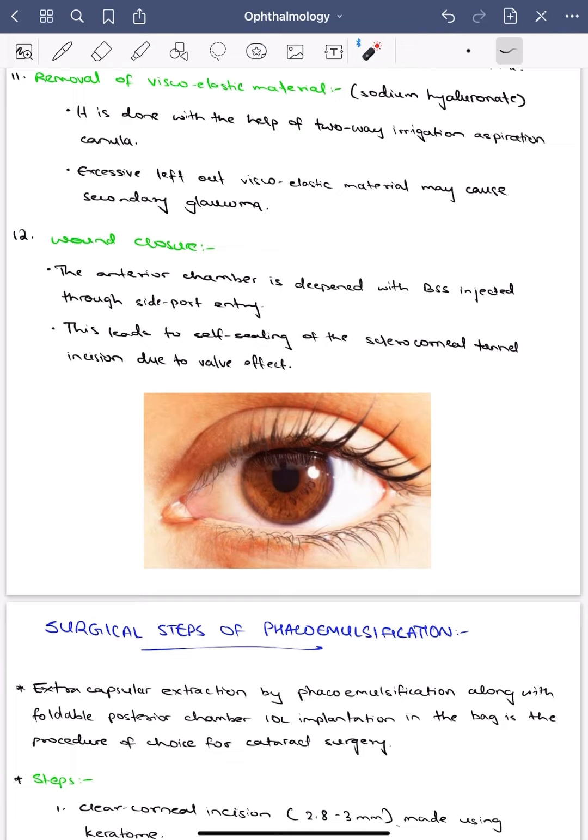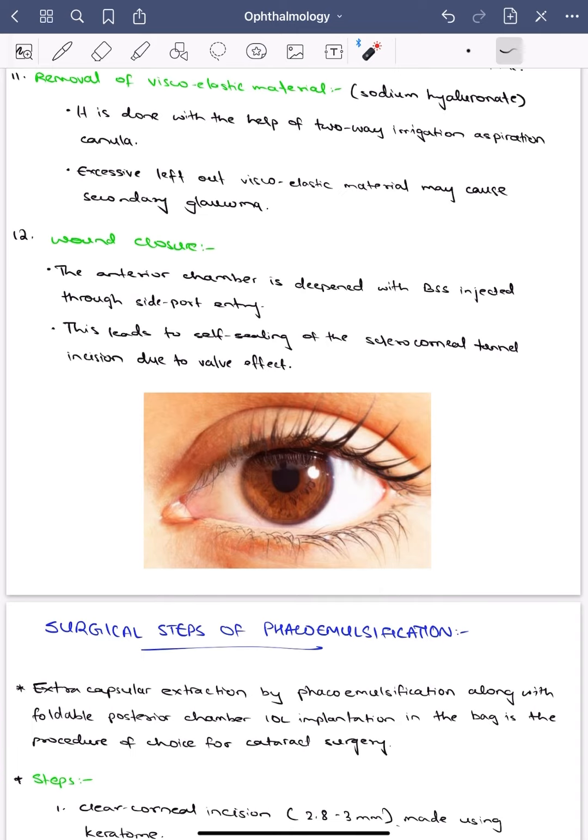Then is the most important step, that is the sclerocorneal tunnel incision. Now remember the length is around 5.5 to 7.5 millimeter, and it consists of the external scleral incision, the sclerocorneal tunnel, and the internal corneal incision. The sclerocorneal tunnel is made using the crescent knife, and the internal corneal incision is made using the angled keratome. Okay, so we made the sclerocorneal tunnel incision. Then we do a side port entry of 1.5 millimeter, which is made at the 9 o'clock position.